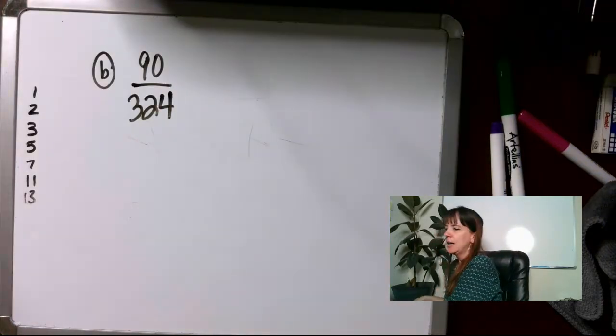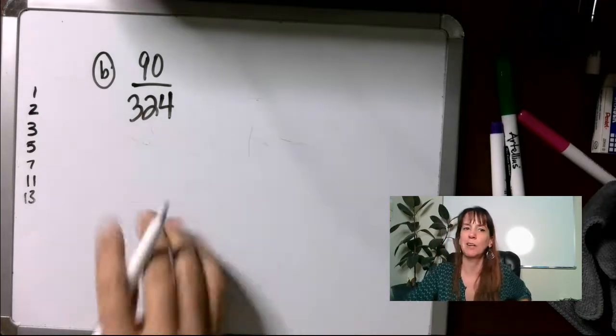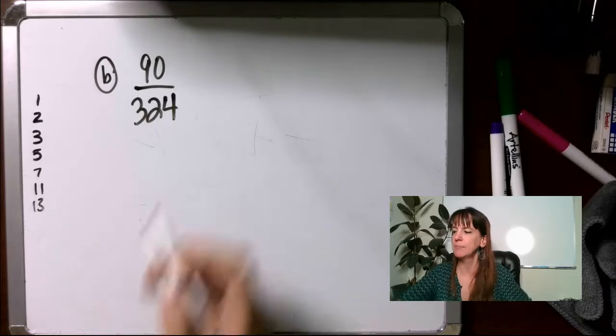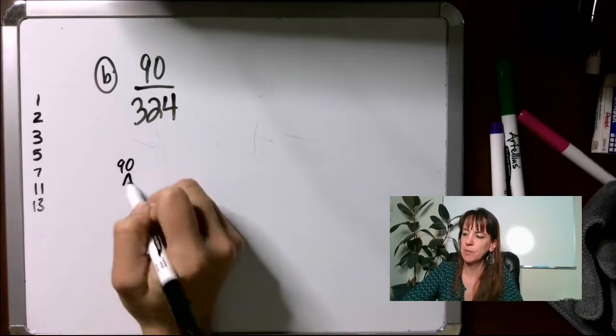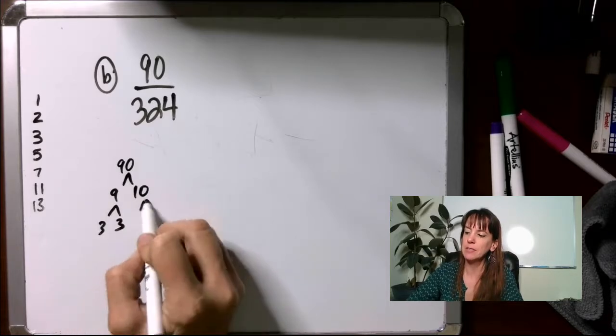All right, so let's do this guy, 90 and 324. I can't lob off these zeros. Nah. So we're going to have to do some prime factorization. We know this is 9 and this is 10, right? This is 3, 3, this is 2, 5.